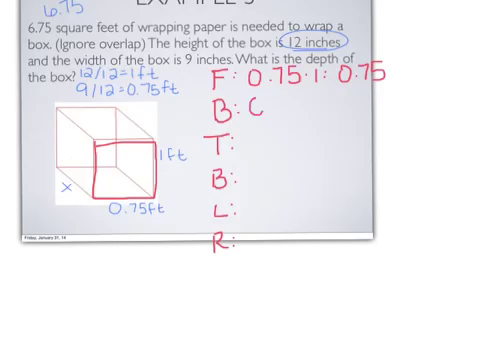0.75. Remember, the front and the back are always going to match. Now we've got the top. Why are we multiplying by 1? It's the height. Because this square right here, the dimensions of it are 1 foot and 0.75 feet. So if you're finding the area of a rectangle, okay, I did the front and the back so far. Now I'm going on to the top.